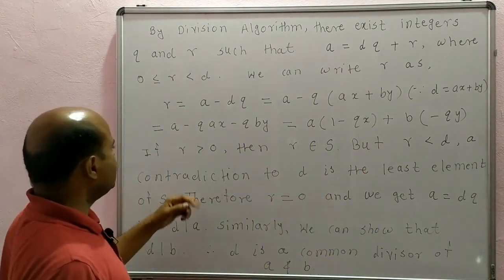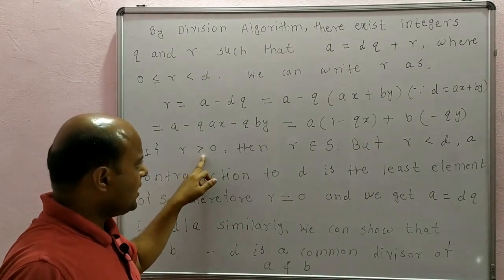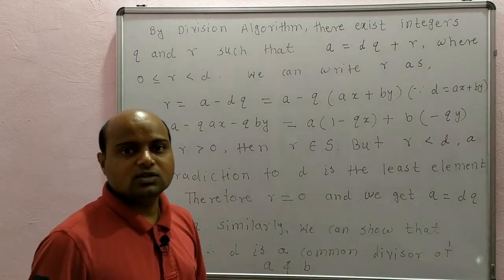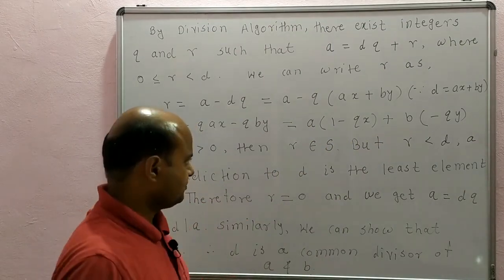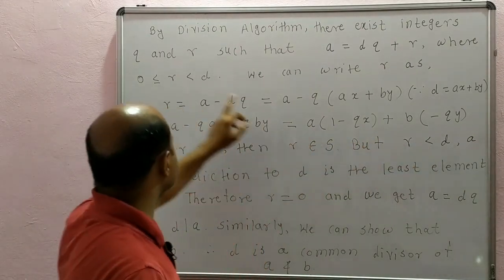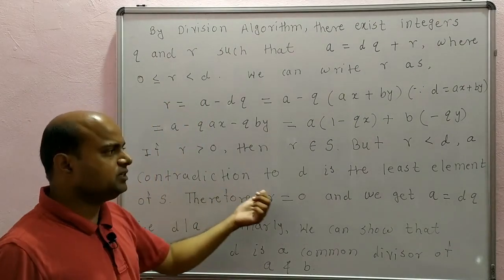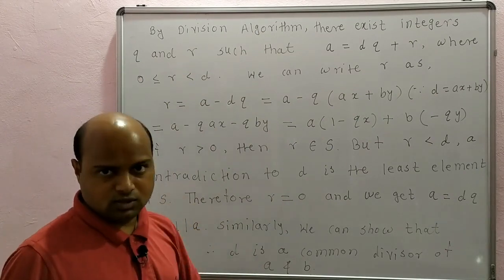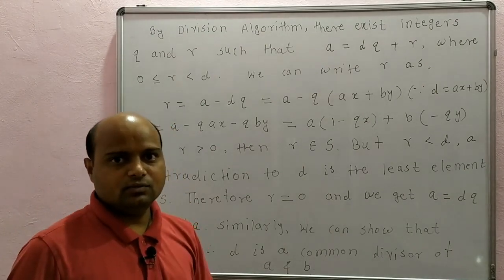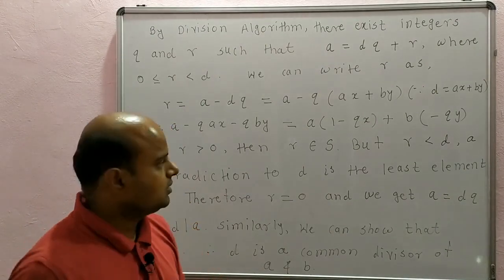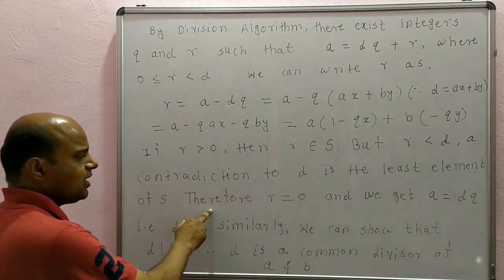If r is strictly greater than 0, meaning if r is positive, then r will be in S, because S is the set of all linear combinations of a and b which are positive. But r is less than d. From here r is less than d. So we got a contradiction, since d is the least element of S. Already we have said that d is the least element of S, so we don't have another element which is less than d. But we have here r is less than d, which is a contradiction. Therefore r must be 0.